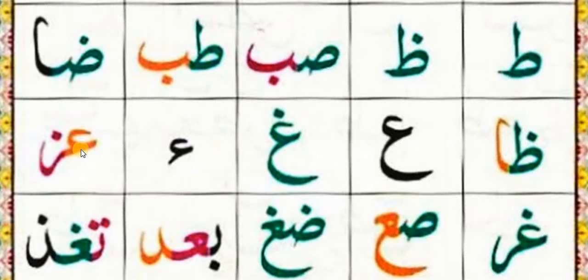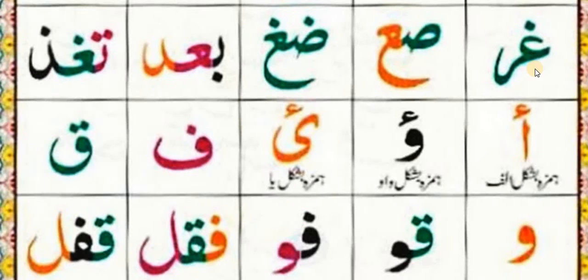First one is the short form of Ain connected with Za. Ain, Za. It looks like Hamza, but we cannot connect Hamza with any other letter. Please remember, Hamza always comes alone. Ghain, Ra.